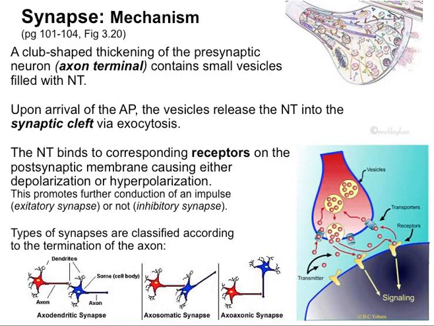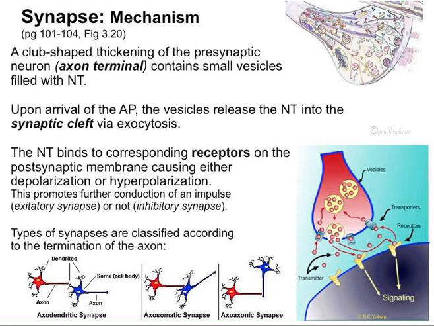So when we look at the mechanism a little more closely, we have a club-shaped thickening at the end of the presynaptic neuron. That's also known as an axon terminal. In that area we have a lot of small vesicles, small cell membrane-filled vehicles that harbor those chemicals. When the action potential comes down to that area, the vesicles with that neurotransmitter in them are released into the synaptic cleft via exocytosis. So the cell membrane of the vesicle just fuses with the cell membrane of the axon terminal and the chemicals are released to the outside.